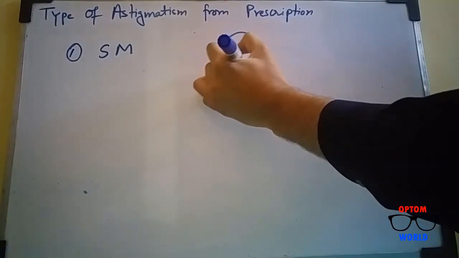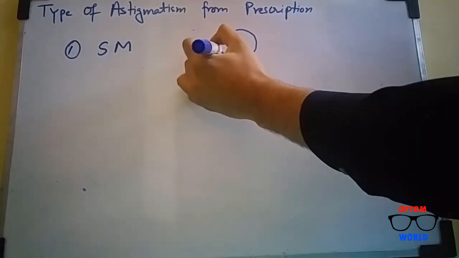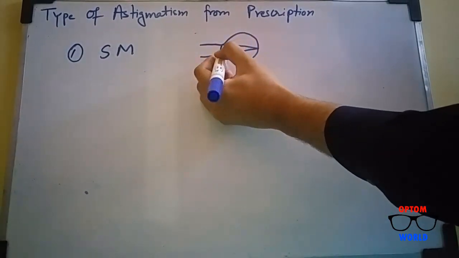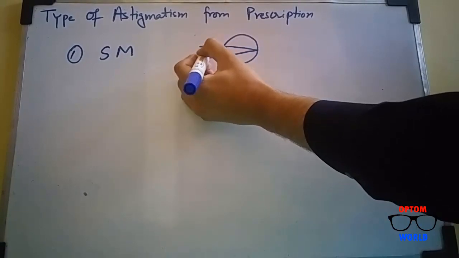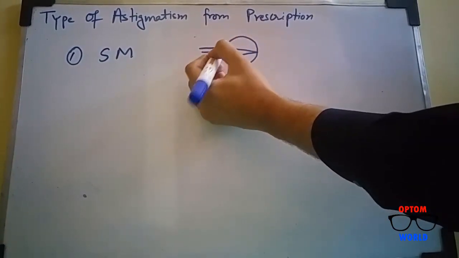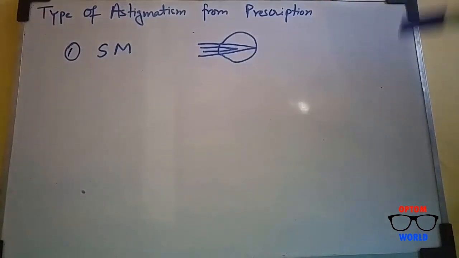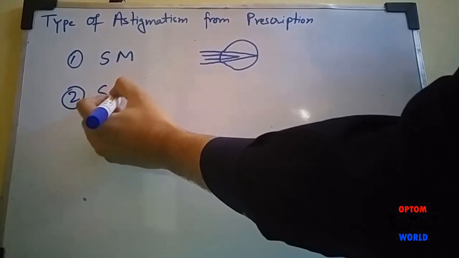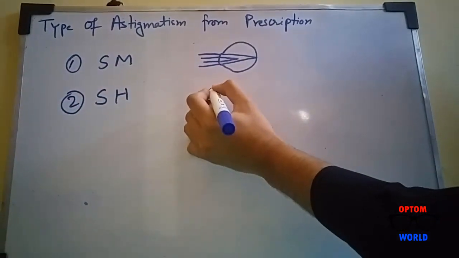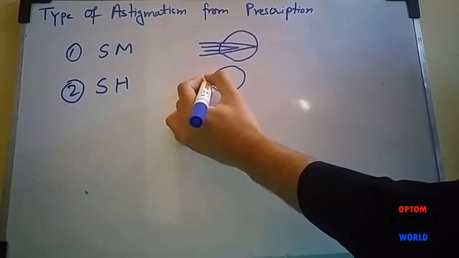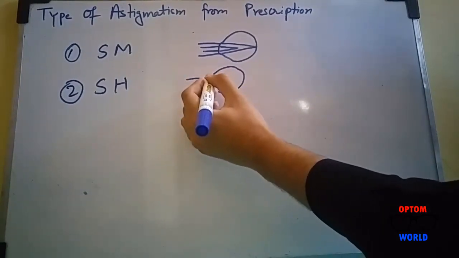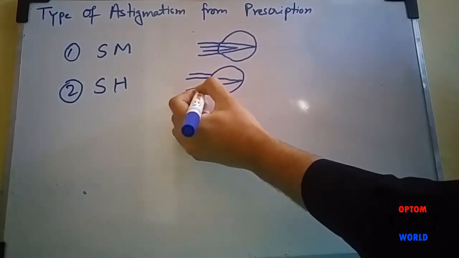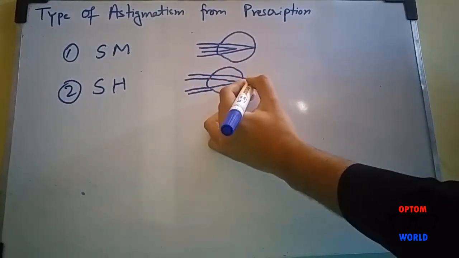In this astigmatism, the light rays from one meridian of the eye are focused on the retina, and from the other meridian they are focused in front of the retina. This is known as simple myopic astigmatism. Number 2, simple hyperopic astigmatism. In this type, one meridian focuses the light on the retina while the other meridian focuses the light behind the retina.